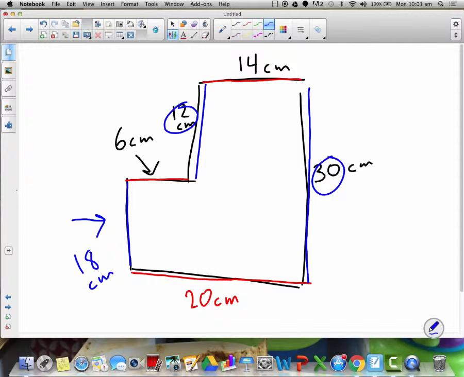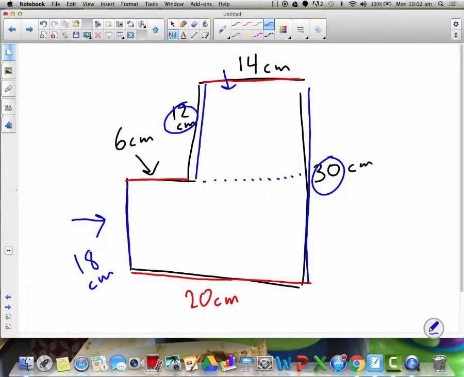So, what do we do now? We can't just find the area. We've got to do something else. What do we do, Sophie? Yeah. Let's make it a square and a rectangle, or two rectangles. Right. So, what's the sum that goes in this box then to find the area? What's the formula?